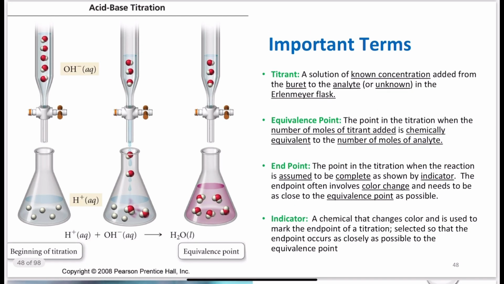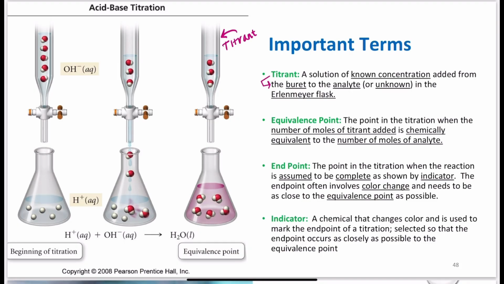So some important terminology here is titrant, equivalence point, endpoint, and indicator. The titrant is the solution of known concentration most of the time. It doesn't have to be known, but it's usually the known concentration. But your titrant is always the species that's in the burette. Titrant is up here.